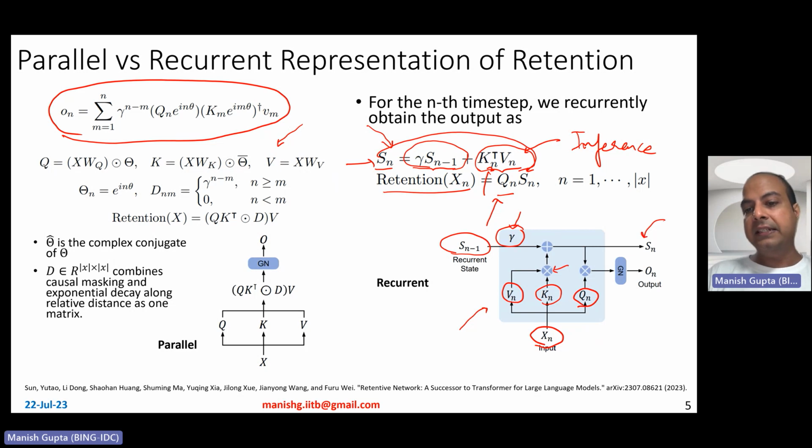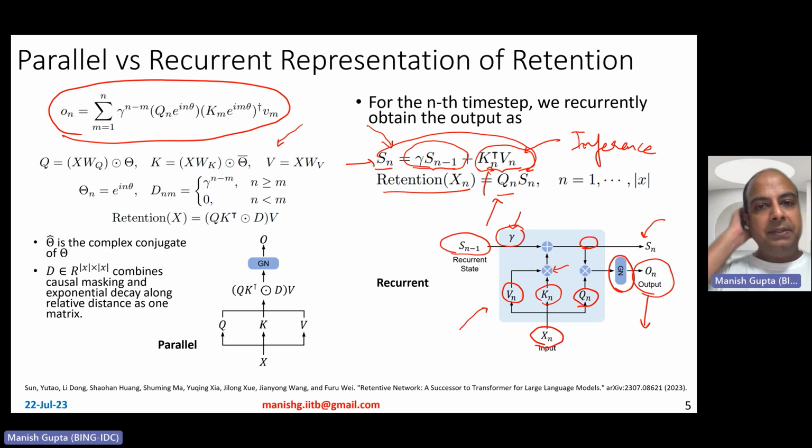So that serves as the recurrent state for the next token. Once you have Sn, you can also multiply it with Qn and then do some normalization. Specifically, in this case, they do group normalization, which I'll talk about on the next slide. That gives you the output distribution, and from this output distribution, you can sample and get the next token. That's the recurrent formulation.